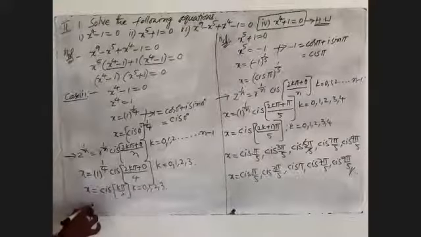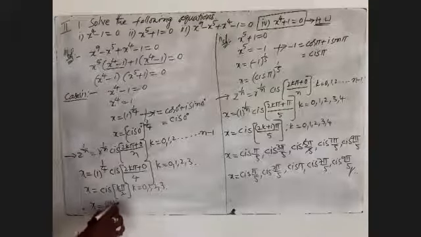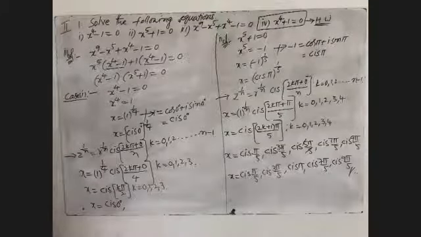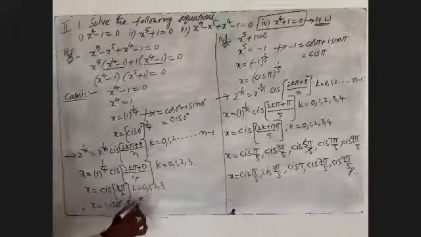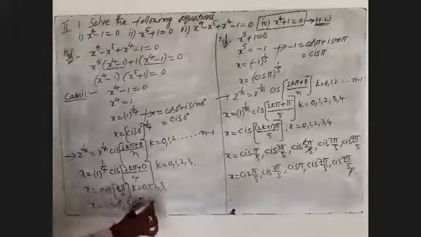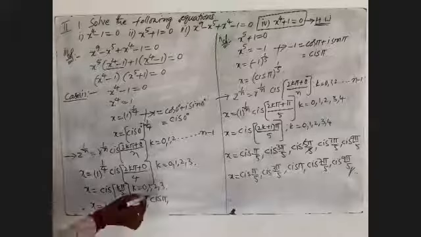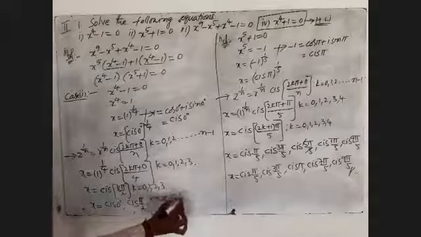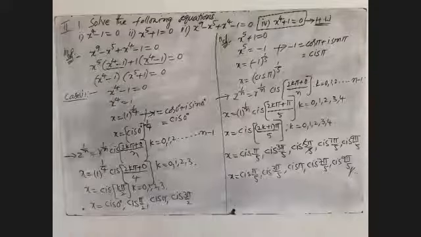First I will take k is equal to 0. 0 into any value is 0, so I will write cis of 0 degrees. After that we will take k is equal to 1, and I will write cis of π by 2. After that we will take k is equal to 2. 2 and 2 will be cancelled, remaining we have to write cis of π. After that we will take k is equal to 3, and we have to write cis of 3π by 2.